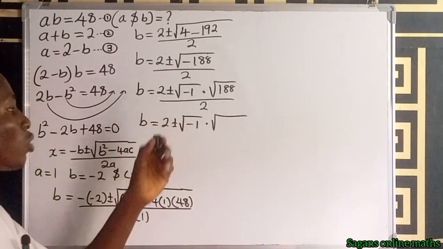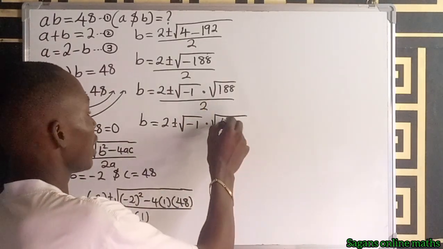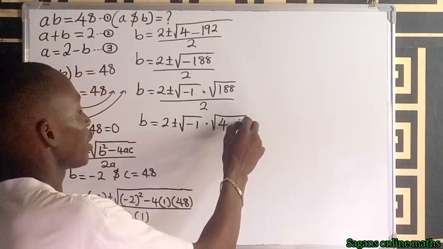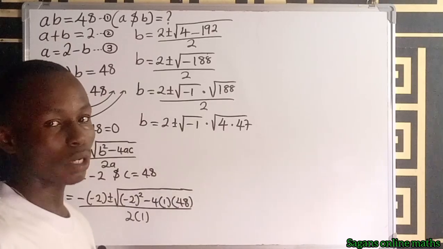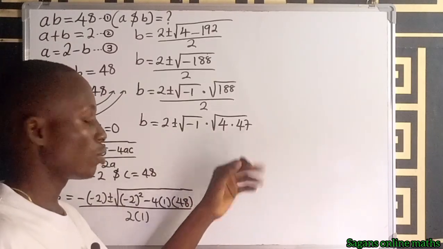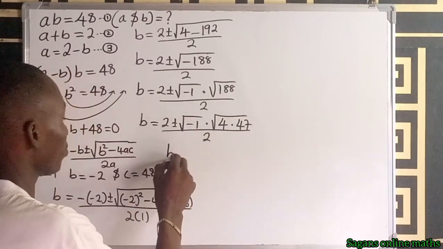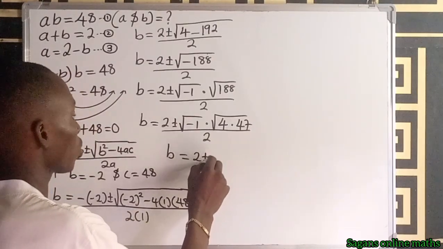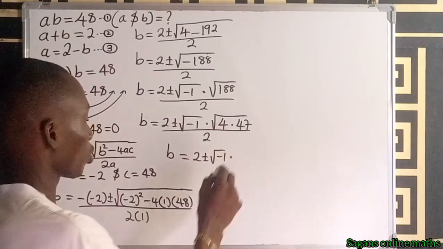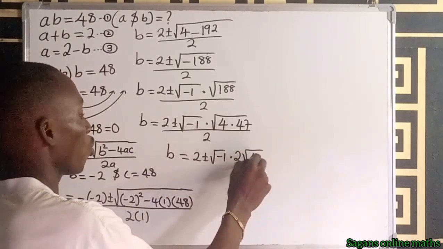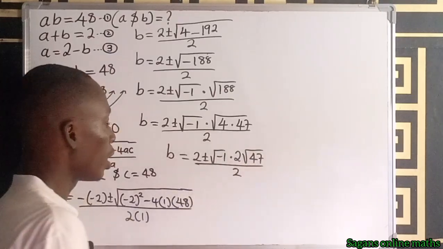188. Now we can simplify root 188. Remember, this is a surd, so 4 times 47 will give us 188. Remember that 4 is a perfect square, and root 47 is an irrational number, all divided by 2. So it means our b is equal to 2 plus or minus the square root of minus 1 multiplied by root 4, which gives us 2, so multiplied by 2 root 47, all divided by 2. Now what are we going to do?